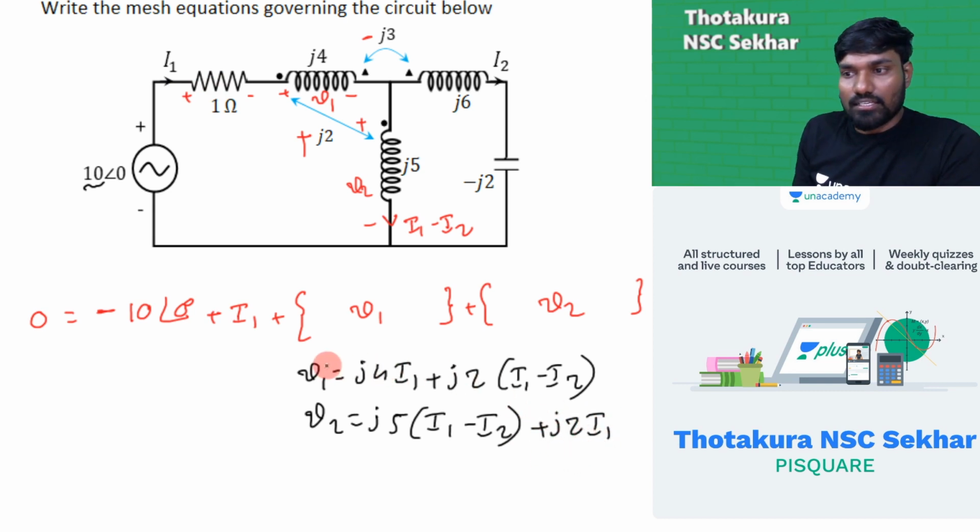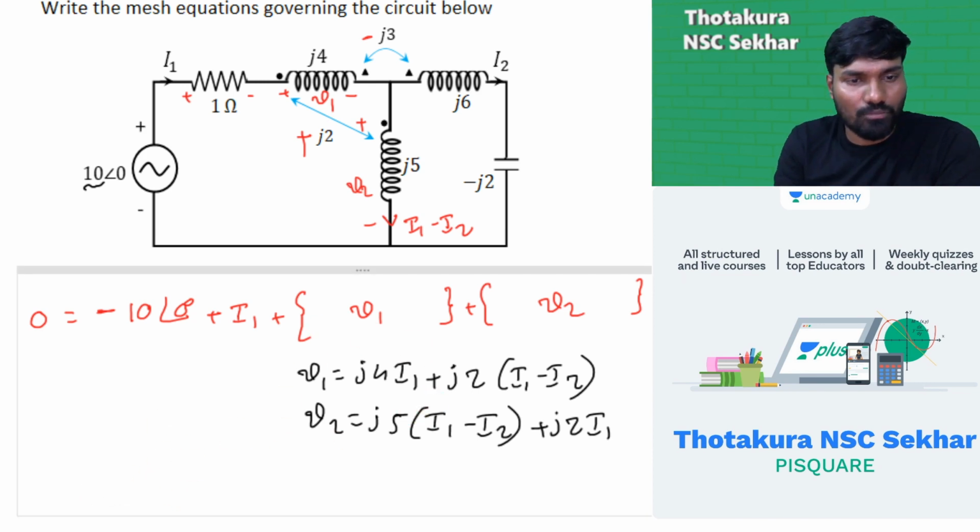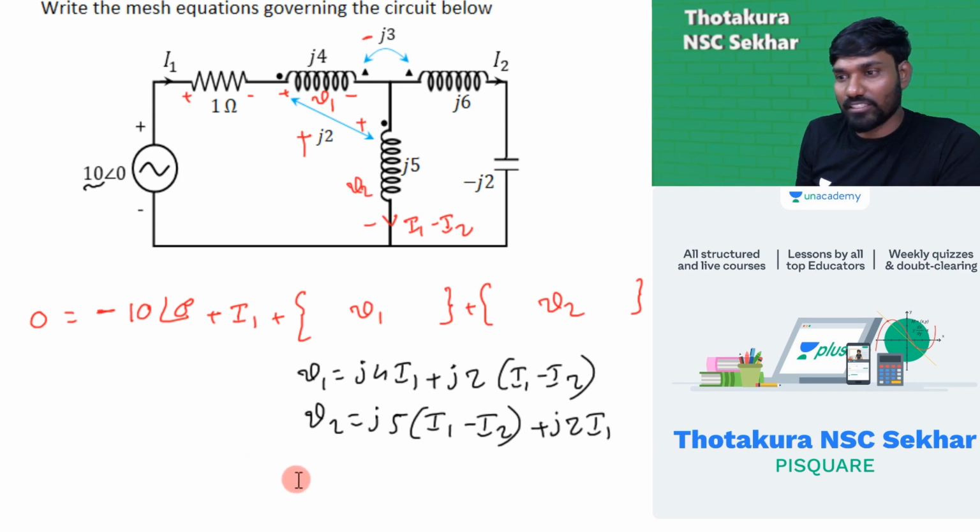Okay, substitute V1 value here, V2 value here, and simplify it, you will get something. Substitute V1, V2 here and simplify in the simplest form. If I have an equation, I'll give it. I don't have the simplified equation. Okay, so I simplify it.